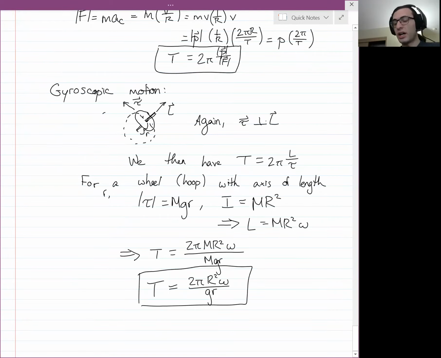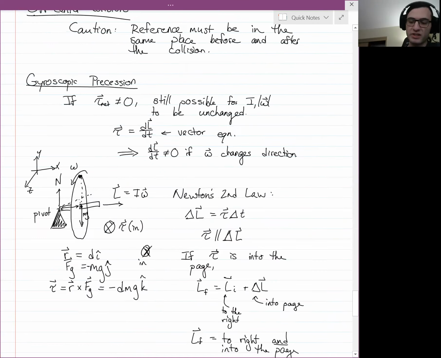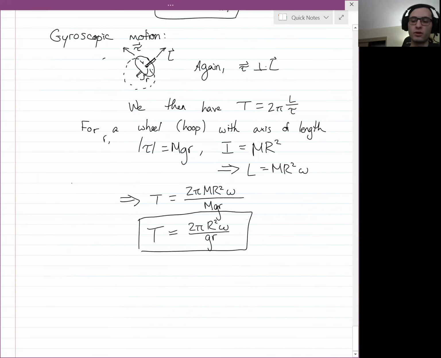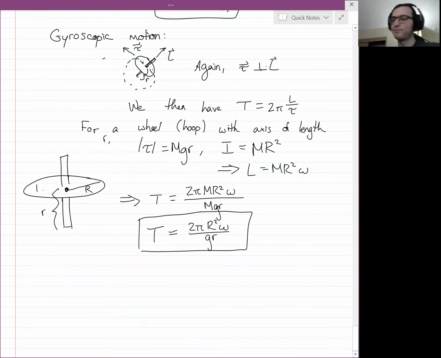So R is the distance. If we go back and look at the bigger picture, R is this distance. It's the distance from the center of the hoop, the center of our gyroscope, to the pivot point, which is the length of the axis, the length of the axle. So let me draw a picture just to be a little bit more clear. If this is our gyroscope, this distance is little r, this distance is capital R, and it has mass m. I think that should clear things up. And then that angular velocity is omega.